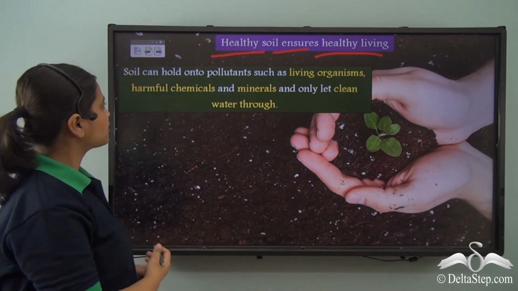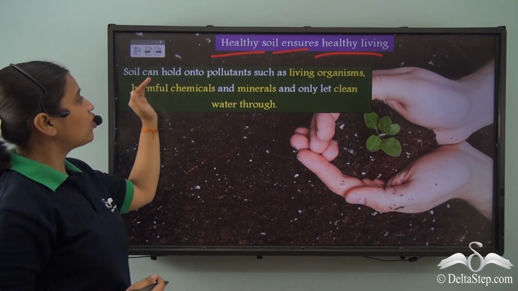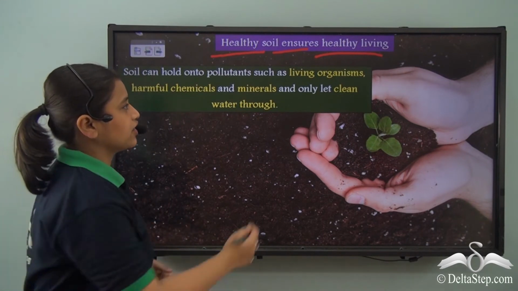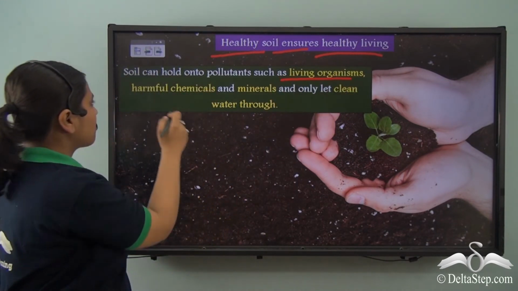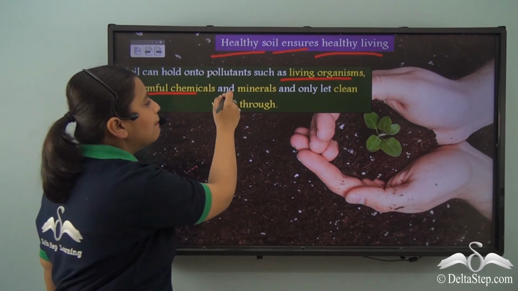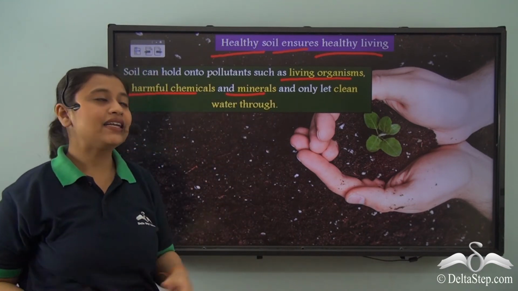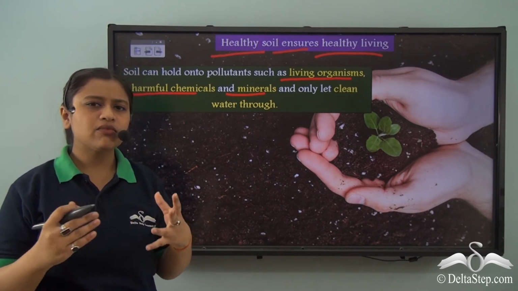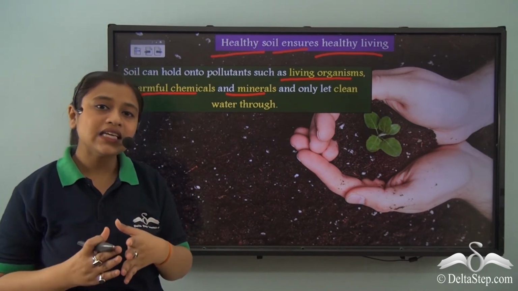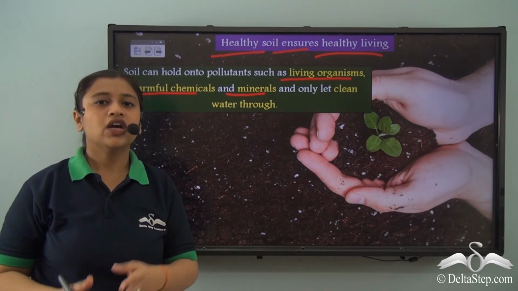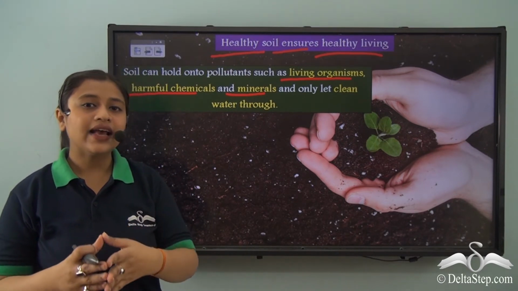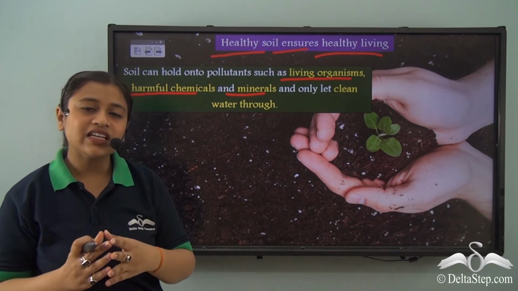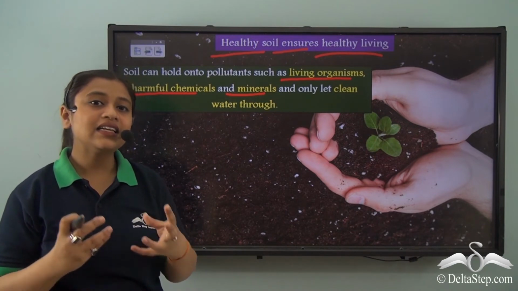So the first important point says that soil can hold on to pollutants. And what are these pollutants? These include living organisms, harmful chemicals, minerals, and only let clean water through. So we have been learning, or some of us know, that water seeps into the layers of the soil. So when water seeps into the layers of the soil, it gets filtered again and again, and eventually we have the groundwater, the clean groundwater.